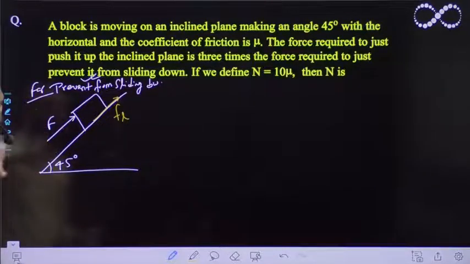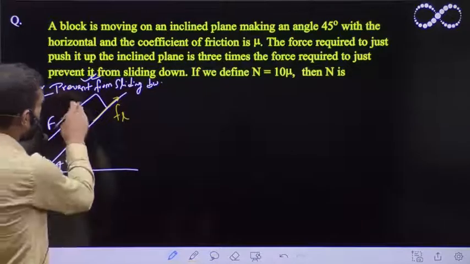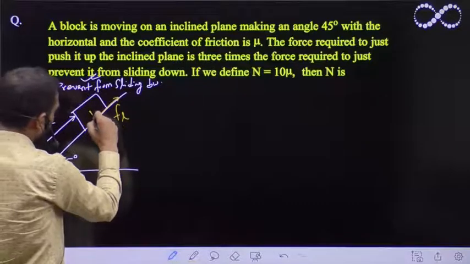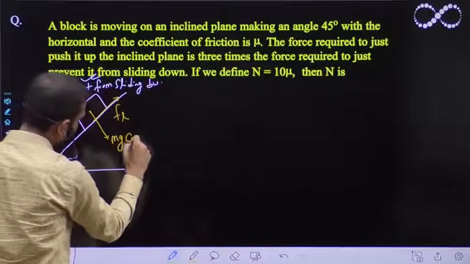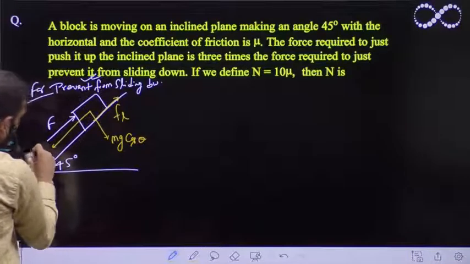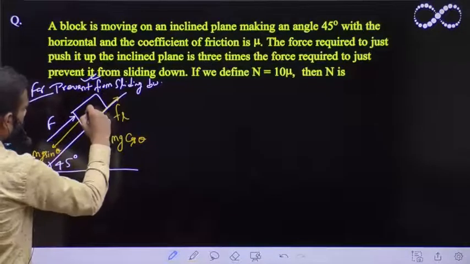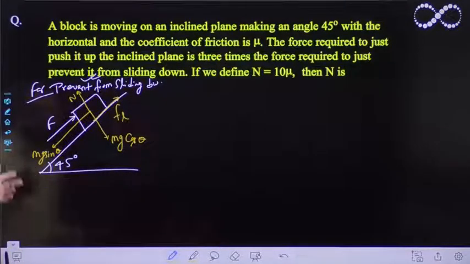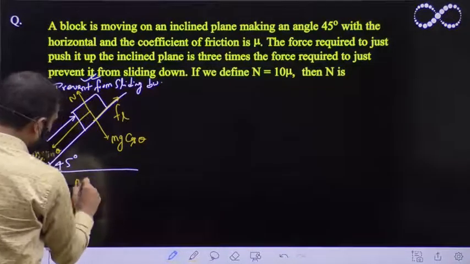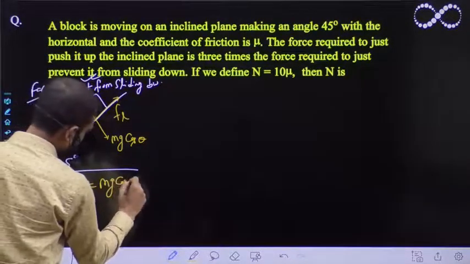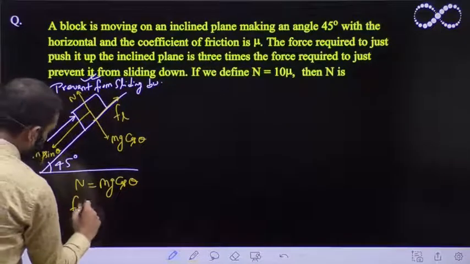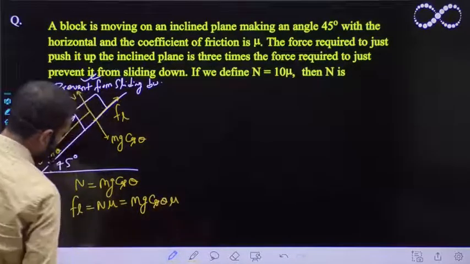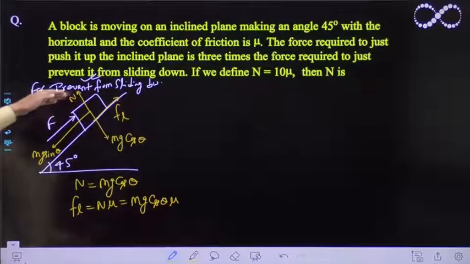So here these two forces are acting. Let us write the equations in this case. Here mg sin theta and mg cos theta will act. Mg sin theta will act in this direction, the normal will act this way, and the friction is acting this way. From here, the normal must be equal to mg cos theta, and the limiting friction must be equal to N into mu, that is mg cos theta into mu.